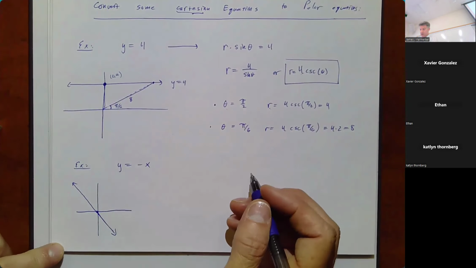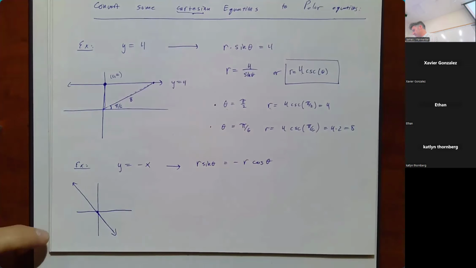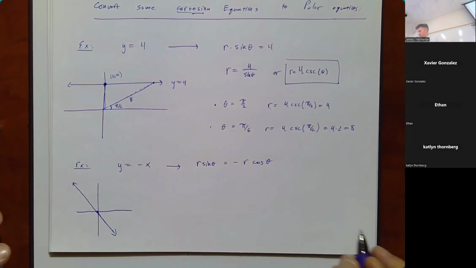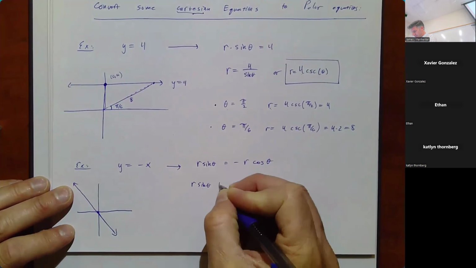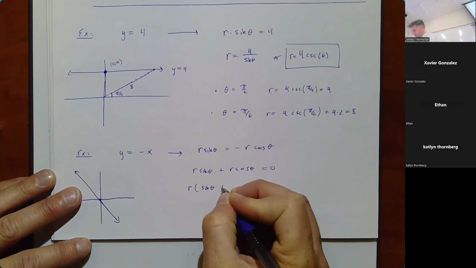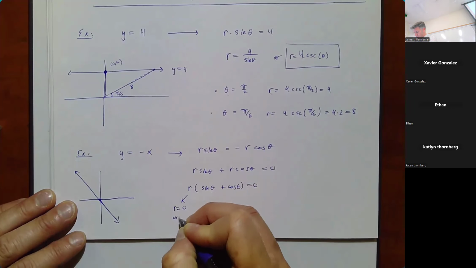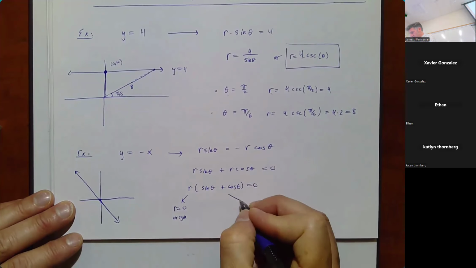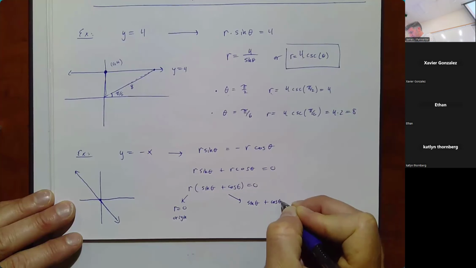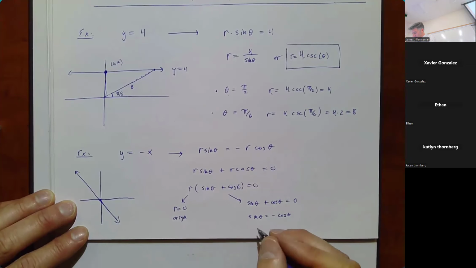So I'm going to replace y and x with what they're equal to. So I'm going to say that r sine theta is equal to negative r cosine theta. To be very consistent, I should bring everything to one side: r sine theta plus r cosine theta equals 0, factor out the r, and get r times (sine theta plus cosine theta) equals 0. So either you get r equal to 0, which is always the origin, which certainly is a point on this line, or you get sine theta plus cosine theta equal to 0, which I would rewrite as sine theta equal to negative cosine theta, or sine theta divided by cosine theta, which is tangent theta, equal to negative cosine theta divided by cosine theta, which is negative 1.